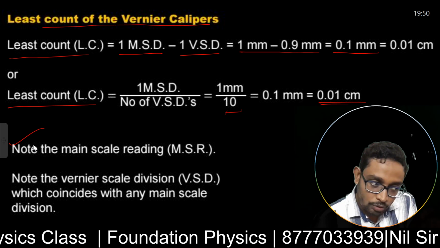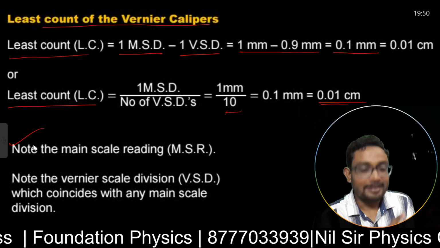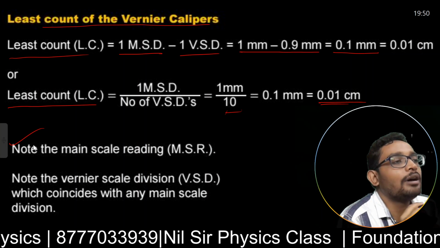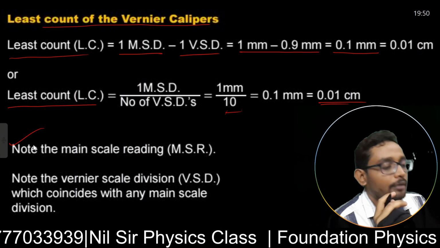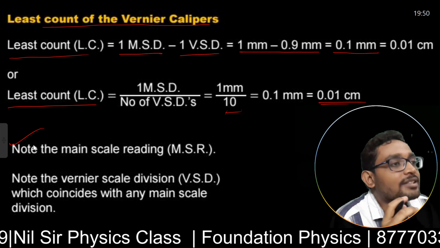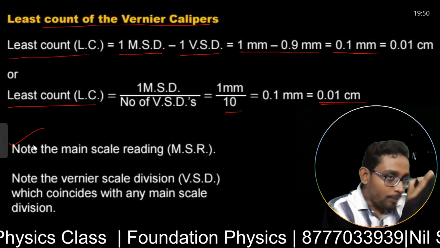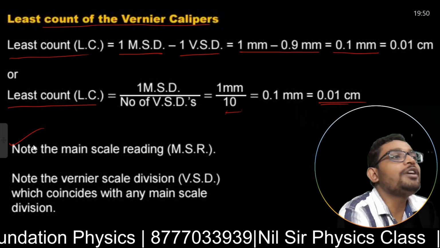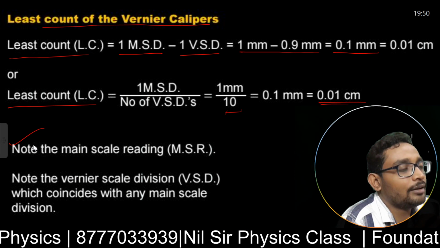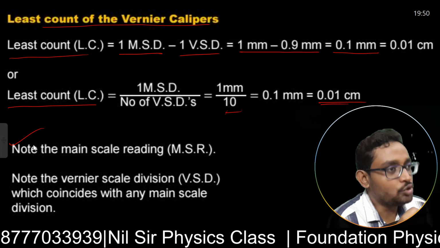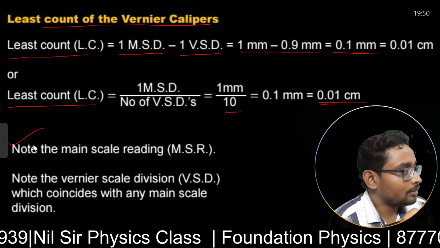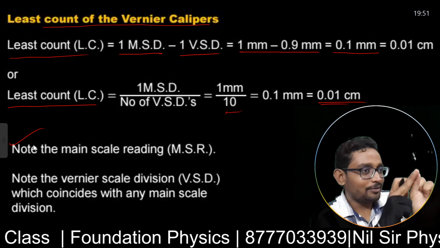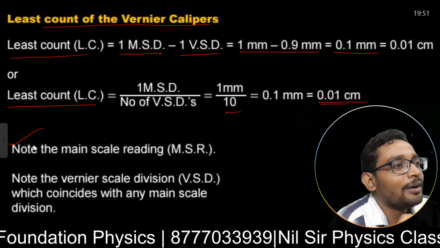You have to find out the line of that vernier which actually touches the main scale. Okay, you have to find out that line of the vernier which actually coincides with the main scale, no matter which one. Just find the vernier mark which actually coincides with the main scale.